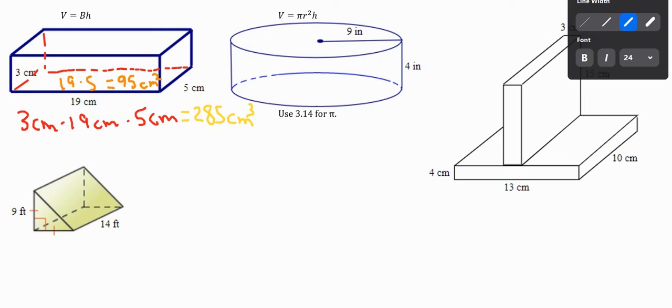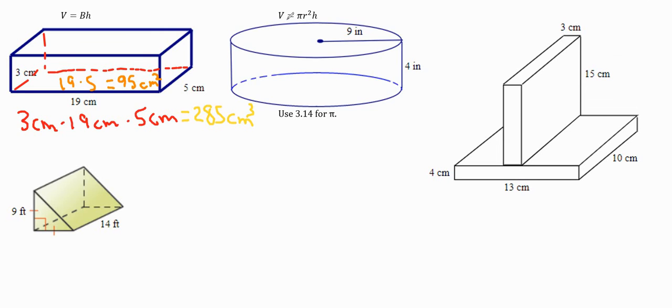The next one, we have a cylinder, which is a prism, but they usually give you the formula pi r squared h. The pi r squared is the base. That's where we get the B from. And we're going to use 3.14. So we're just going to have 3.14 times the radius, which is halfway across the center of the circle, so that's 9 squared, times the height of the prism, which is 4.